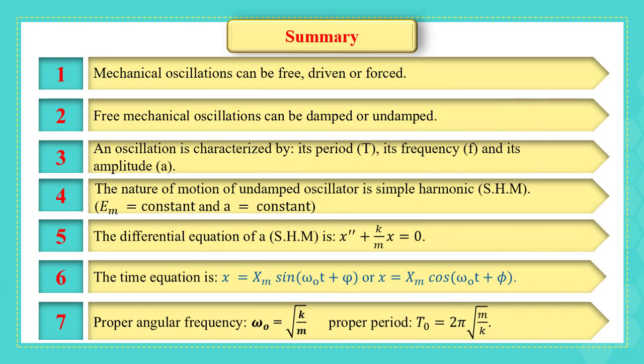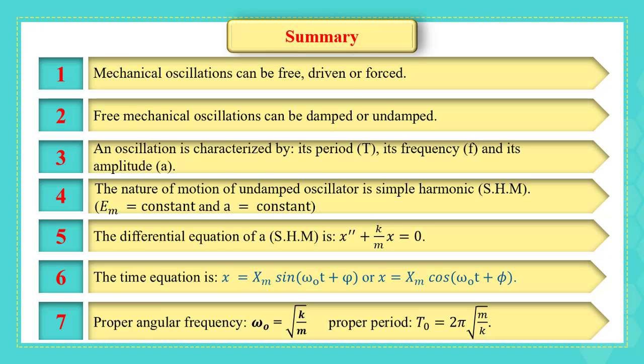To end up with the lesson, it's good to remember the whole areas that we have mentioned in this lesson. Mechanical oscillations can be free, driven, or forced. Free mechanical oscillations can be damped or undamped. An oscillation is characterized by its period, frequency, and amplitude. The nature of motion of an undamped oscillator is simple harmonic when its mechanical energy is constant and amplitude is constant. The differential equation of a simple harmonic motion is x double prime plus k over m x equals 0. The time equation is x equals xm sine or cosine of omega 0 t plus phi, where the proper angular frequency omega 0 equals the radical k over m, and the proper period T0 equals 2 pi radical m over k.